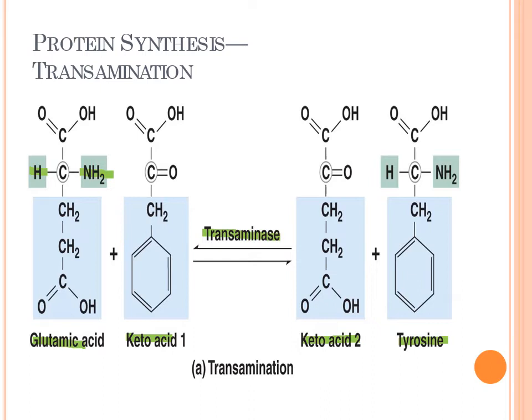The keto acids can then leave the mitochondria and enter the cytosol where they can produce new proteins. So here, in order to produce tyrosine, we are taking apart the glutamic acid, adding those molecules into the keto acid and creating a second keto acid and a molecule of tyrosine.